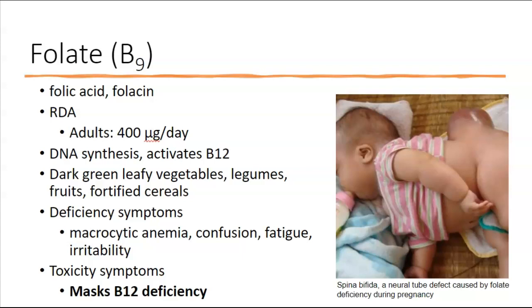Deficiency symptoms are another type of anemia: confusion, fatigue, irritability, and the toxicity masks a B12 deficiency. So this picture here, sort of awful to look at, is an infant with spina bifida, and this is one of the things that can happen when we don't get enough folate during pregnancy. It is a neural tube defect. This one is probably not treatable.